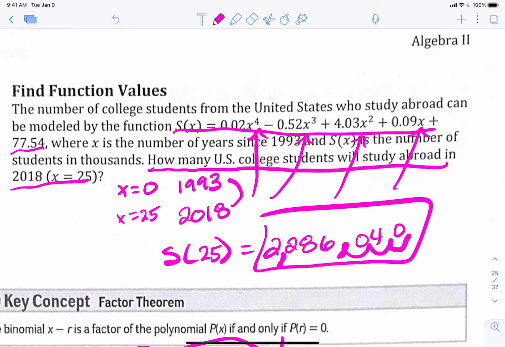Except 2020 doesn't apply because they don't let any people study abroad this year. Why not? Because of COVID. They send everybody back. You must stay in your home country. What is study abroad? Study abroad means you go to a different country, like a foreign exchange. That's what study abroad is.